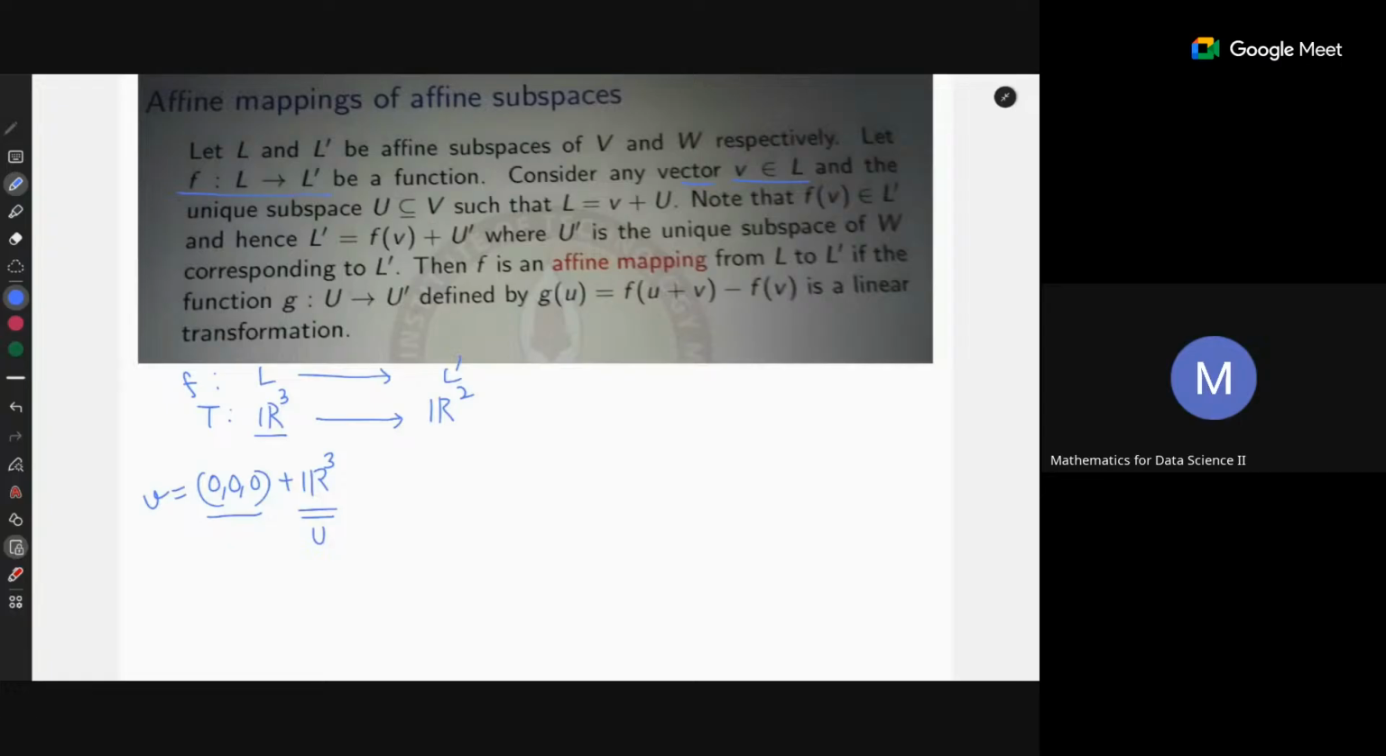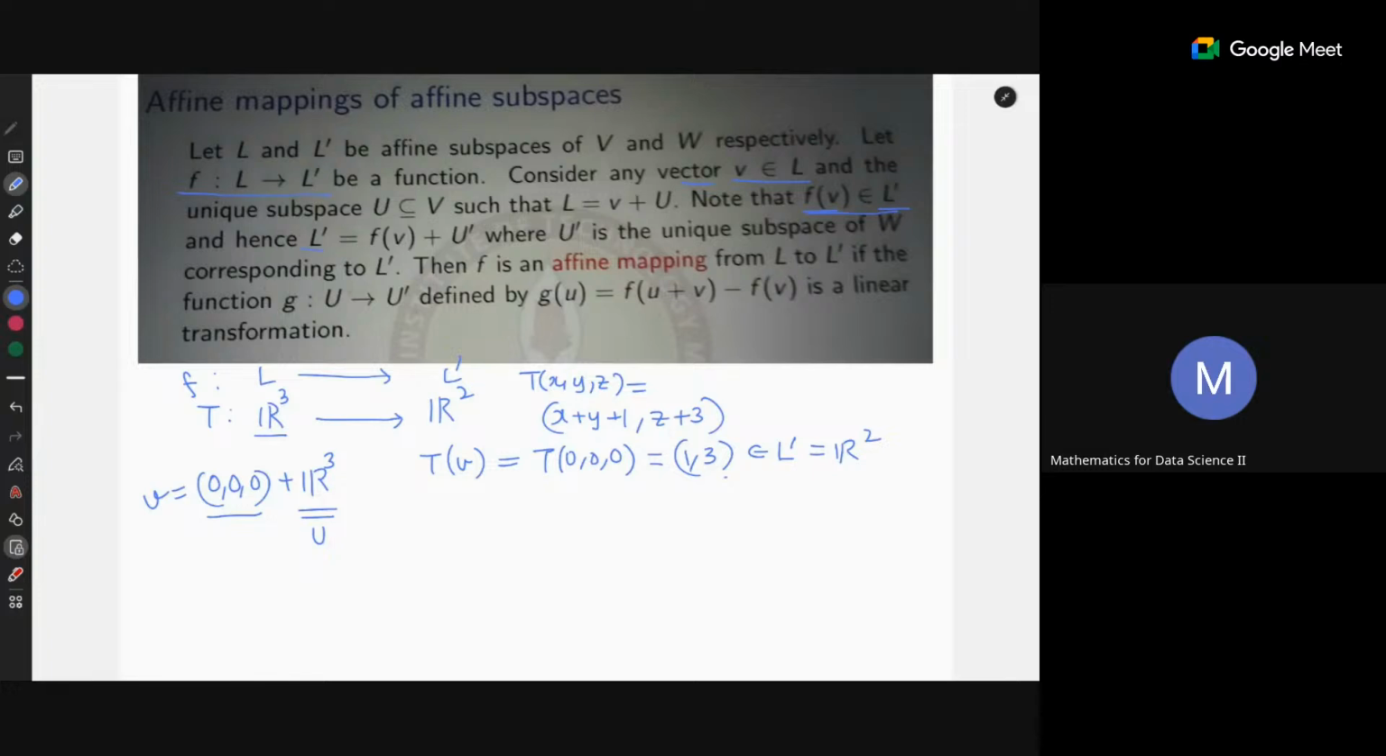That is clear. Now note that f of V is in L prime. What is f of V? F of V is T of V. I defined this map as T of X, Y, Z equals X plus Y plus 1, comma Z plus 3. So what is T of V? Anyone? 1, 3. Yes. Now 1, 3 clearly belongs to L prime, which is R2, right? Note that f of V is in L prime because it is a function from L to L prime, so it has to be in L prime.